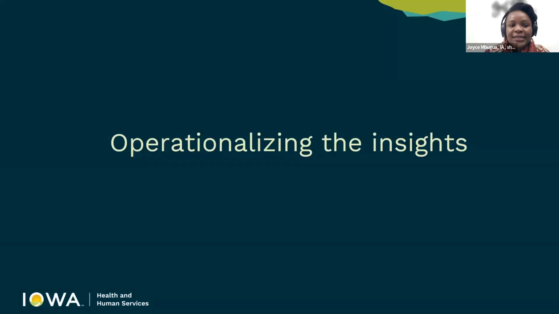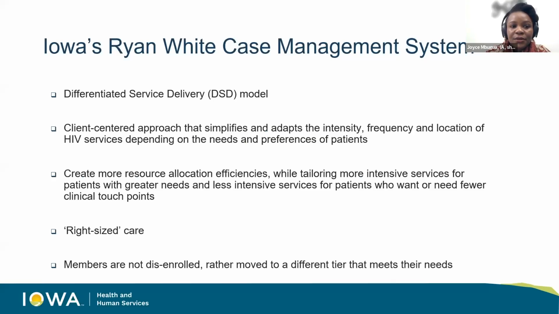So how do we move data to action? How do we operationalize this insight? Next slide. So we know that case management works to deliver quality, cost-effective care by linking the patient, the physician, members of the care coordination team, the payer, and the community, and to move the patient towards improved health outcomes. Iowa's Ryan White case management system is designed as a differentiated service delivery model, where the client is centered, and the approach is simplified and adapts in intensity and frequency of services depending on the needs of the client. So kind of a right-sized care depending on the needs of the client.